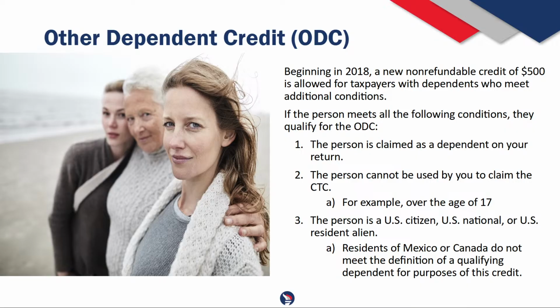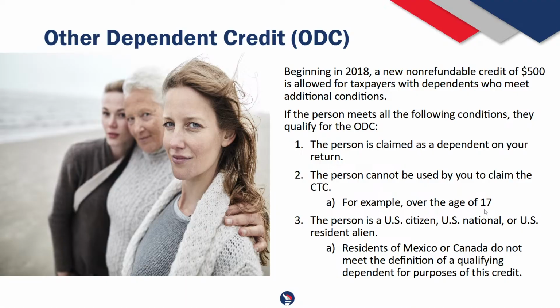So like your child aged out. They turned 17 this year. They're still dependent on your return, but not eligible for child tax credit. They are eligible for this other dependent credit. If the person meets all the following conditions, they qualify for the other dependent credit. They're claimed on your tax return as a dependent. They weren't used by anybody, including you, to claim child tax credit. In this case, the person cannot be used by you to claim child tax credit.